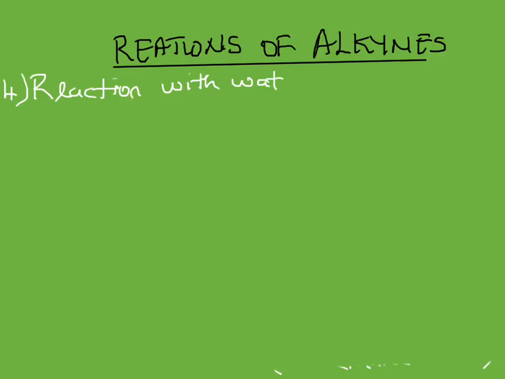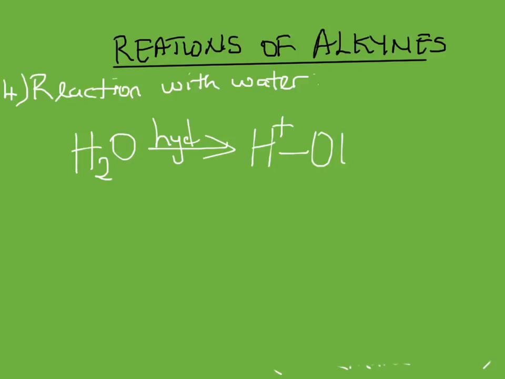The fourth reaction we are going to look at is the reaction with water. Ethyne reacts with water using dilute sulfuric acid and mercury sulfate as catalyst. The water molecule is hydrolyzed as such. You have your water molecule, it undergoes hydrolysis, it's going to give us this. This is how the water molecule is being hydrolyzed.